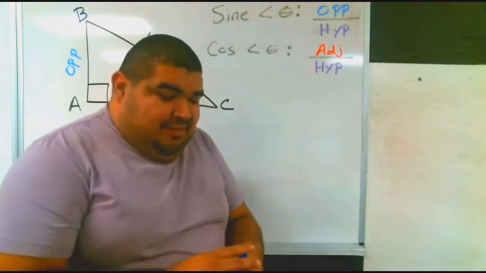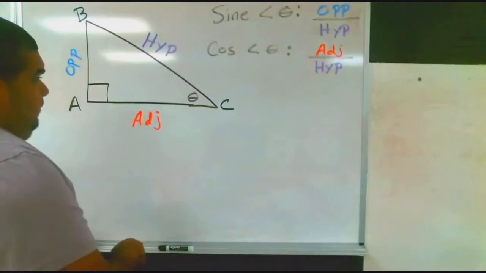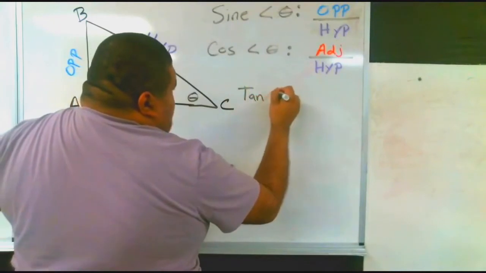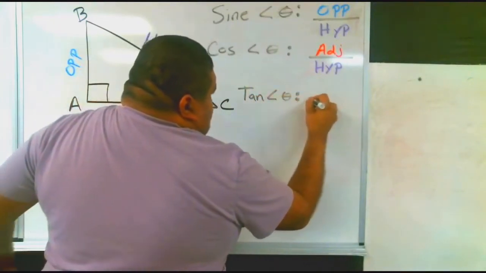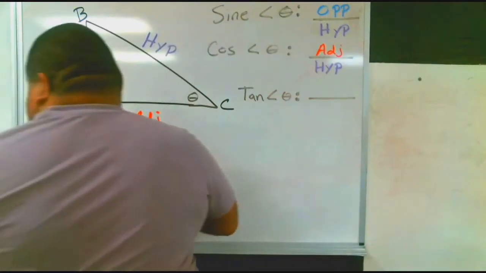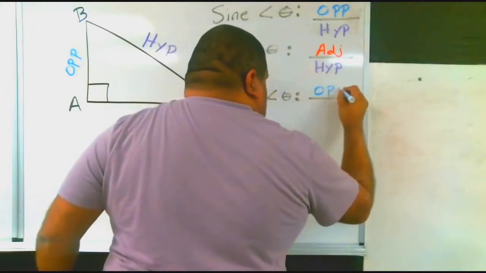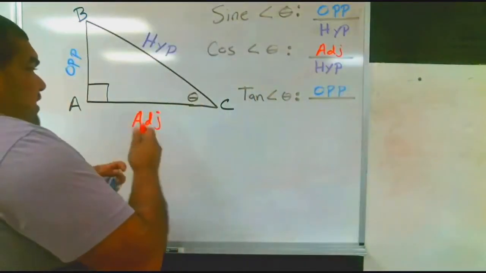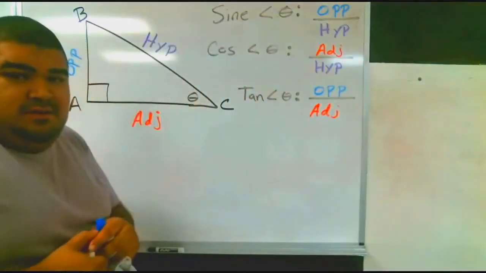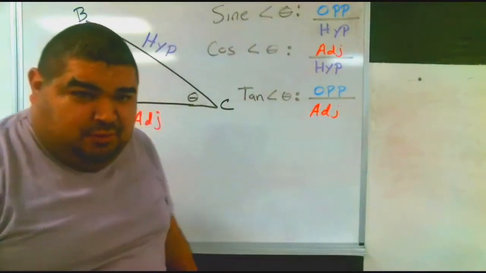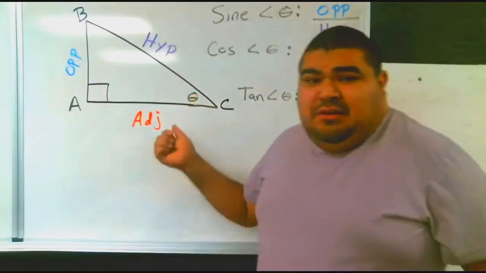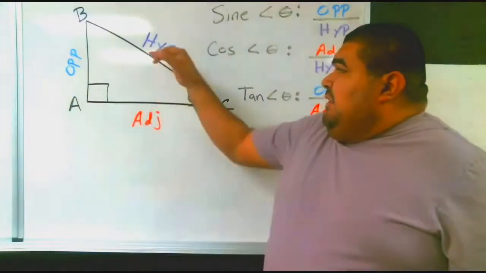And the last one is tangent. Tangent of angle theta is opposite over adjacent. Make sure you have all three rules. Make sure you have our triangle here labeled with all three sides.